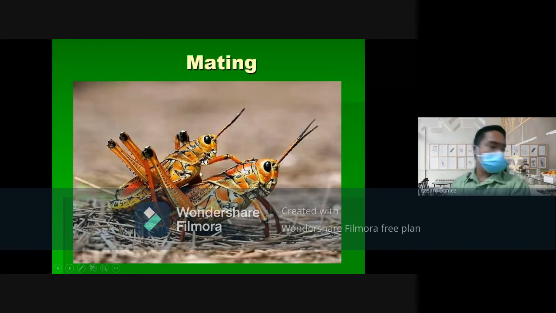Okay, this is the way insects will meet each other. Okay, this is the female and this one is the male. So if you try to look, the female grasshopper is bigger than the male grasshopper.